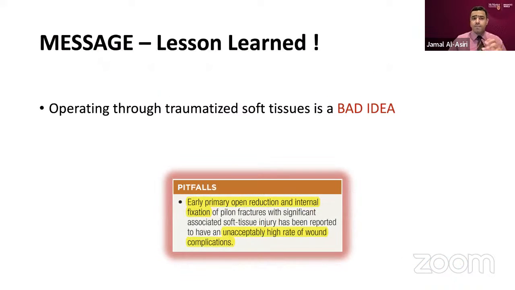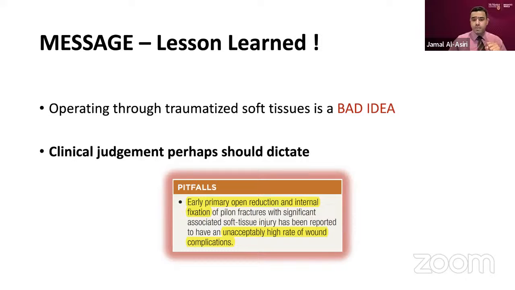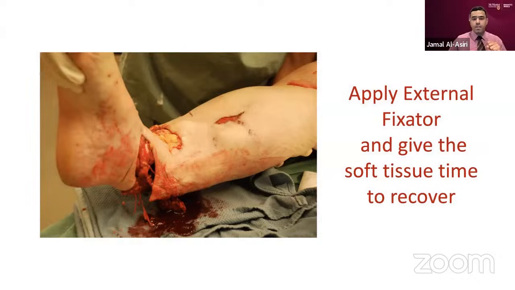So let's take the first message or lesson learned. Operating through trauma: an early primary open reduction and fixation of Pilon fracture with significant associated soft tissue injury has been reported to have an unacceptably high rate of complication. So maybe clinical judgment should dictate. For example, one of my patients a couple of years ago had this open Pilon fracture. I think for me at that time, I would just apply an external fixator and give the soft tissue time to recover.